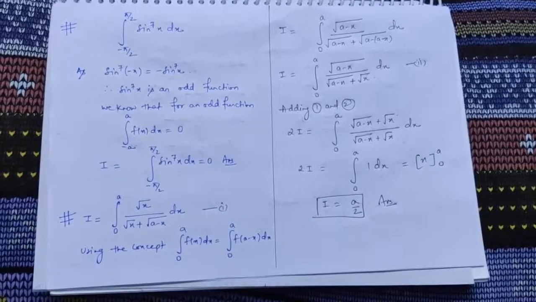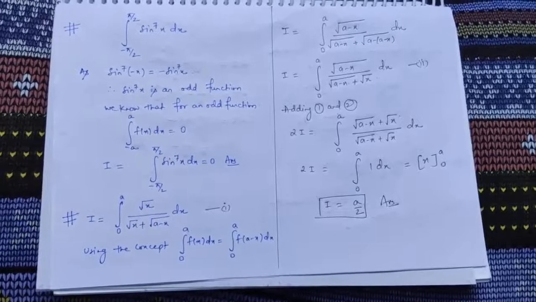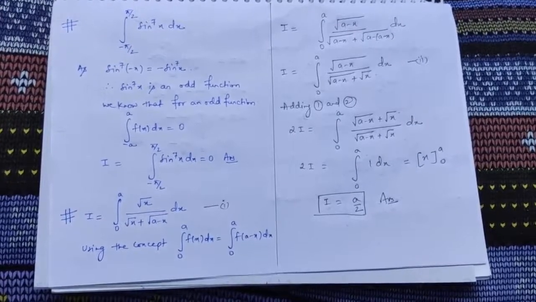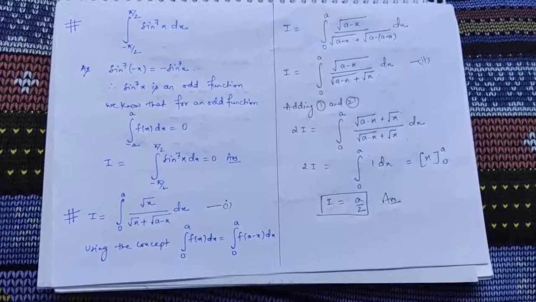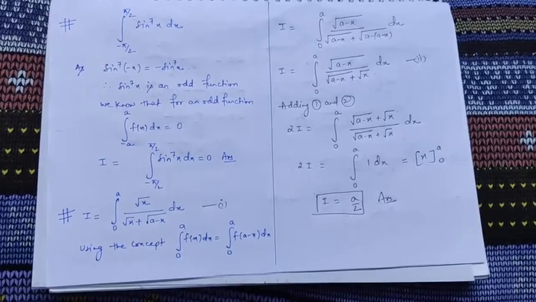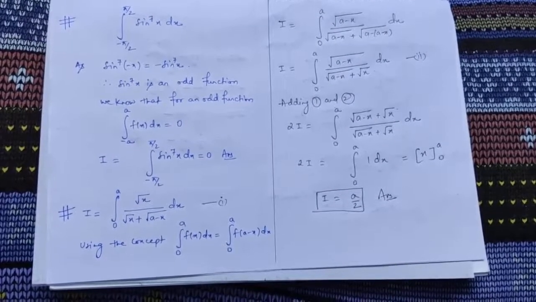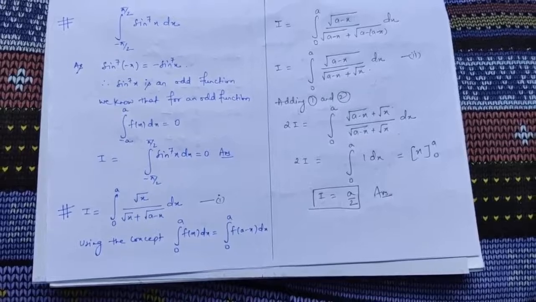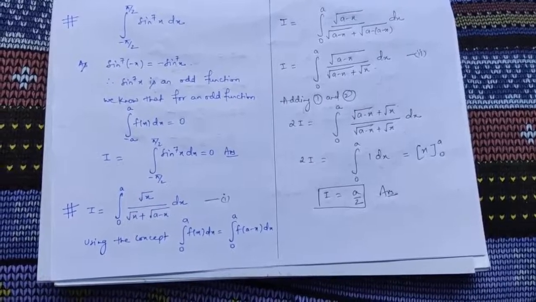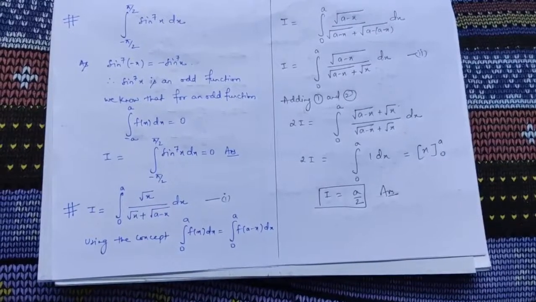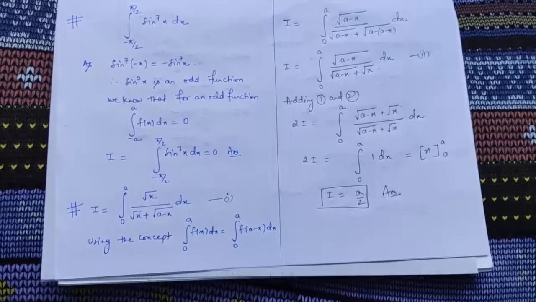Then adding both, we get 2I is equal to the integration of 0 to a of 1 dx, because both the values cancel each other, which gives us x, and then substituting the value I get I equal to a by 2. So the most important concept is this rule: the integral from 0 to a of f of x dx is equal to the integral from 0 to a of f of a minus x.